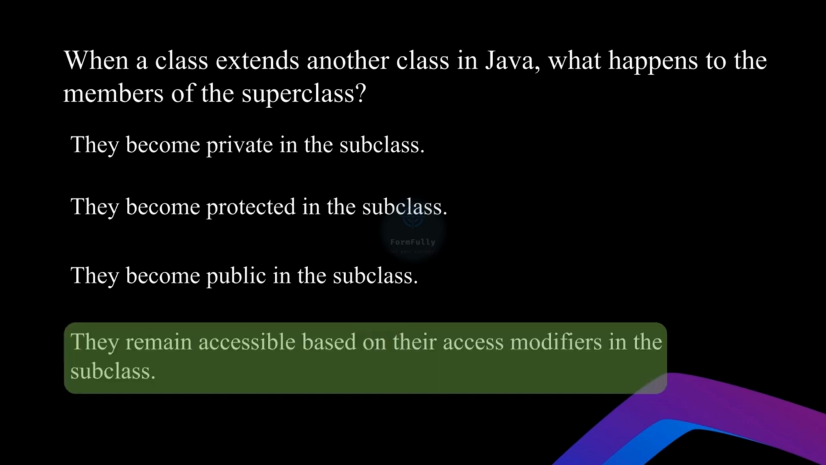When a class extends another class in Java, the members of the superclass remain accessible based on their access modifier in the subclass. Options A, B and C are incorrect because they do not accurately describe what happens to superclass members in the subclass. So option D is correct.